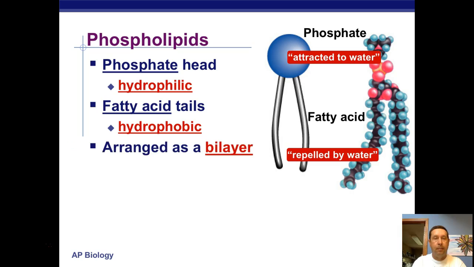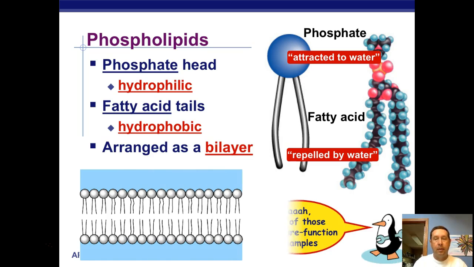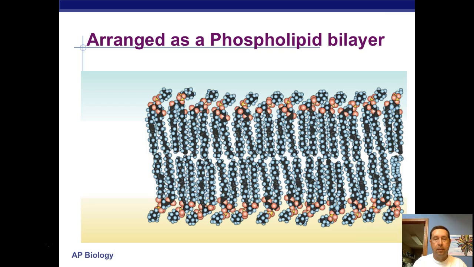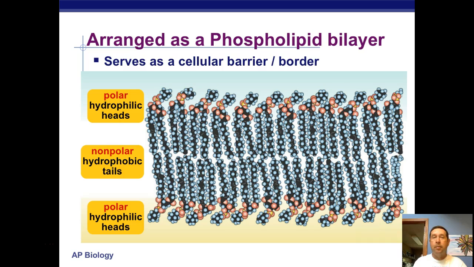They're repelled by water. So this causes this phospholipid layer to be a bilayer where the heads are on the outsides and the tails are in the middle. You can see that in the picture here. So it serves as a cellular barrier or border. It defines the edge of the cell, but it also controls what can enter and leave the cell.